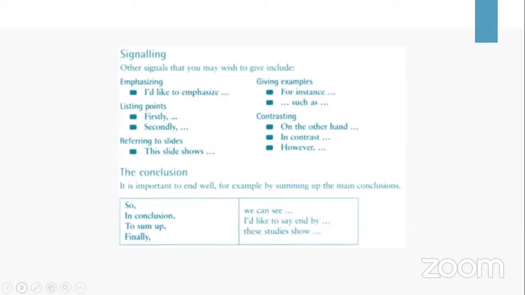So we can see, in conclusion, I'd like to say, and by, to sum up. These studies show, or finally, these studies show. Okay? Do you have any questions here?